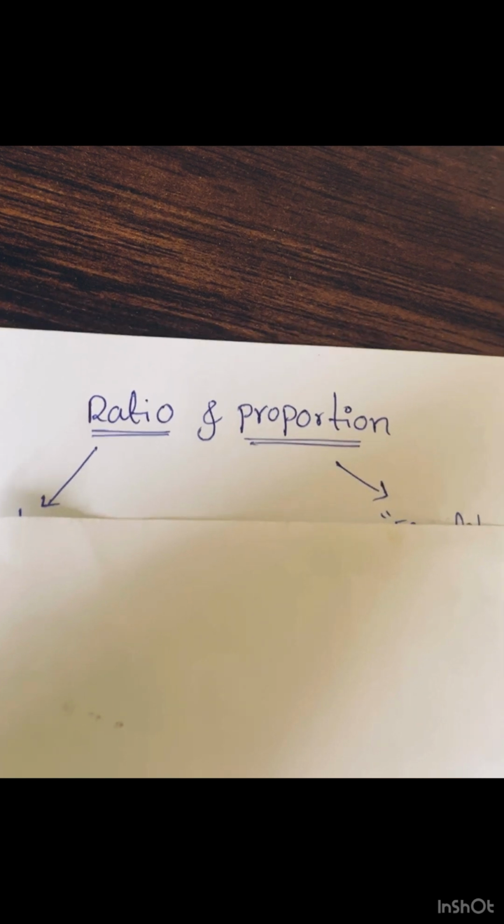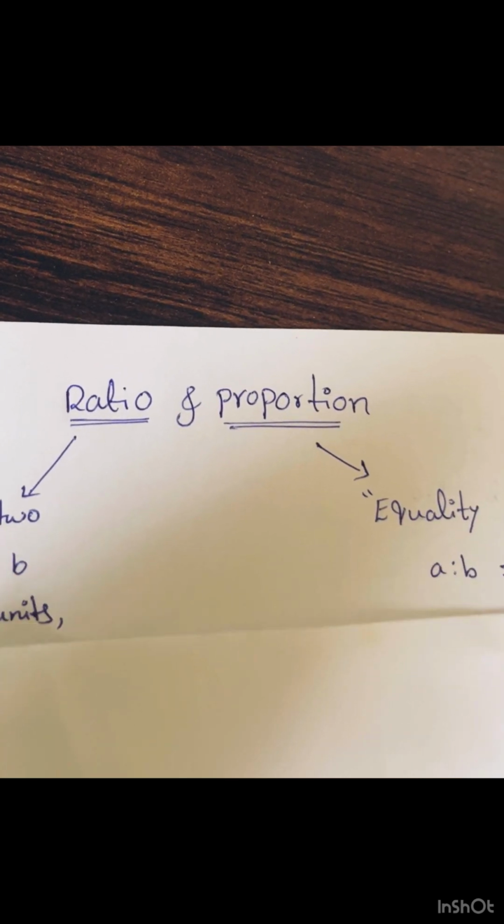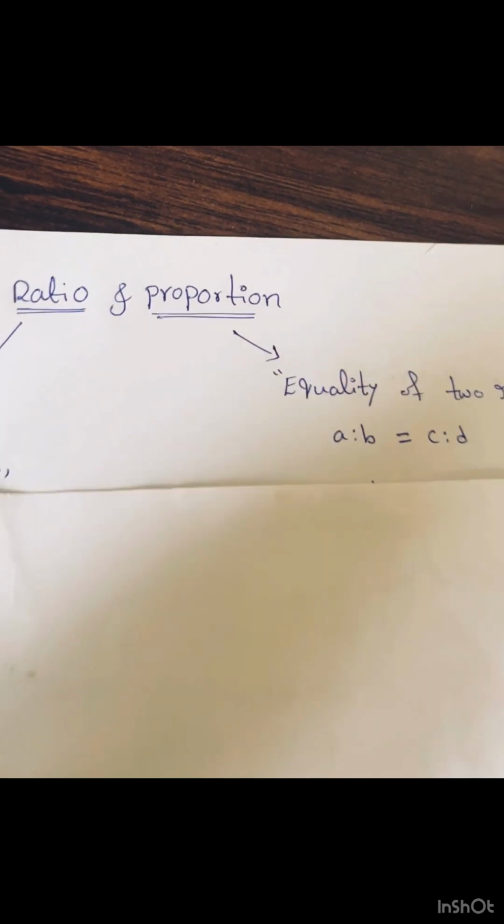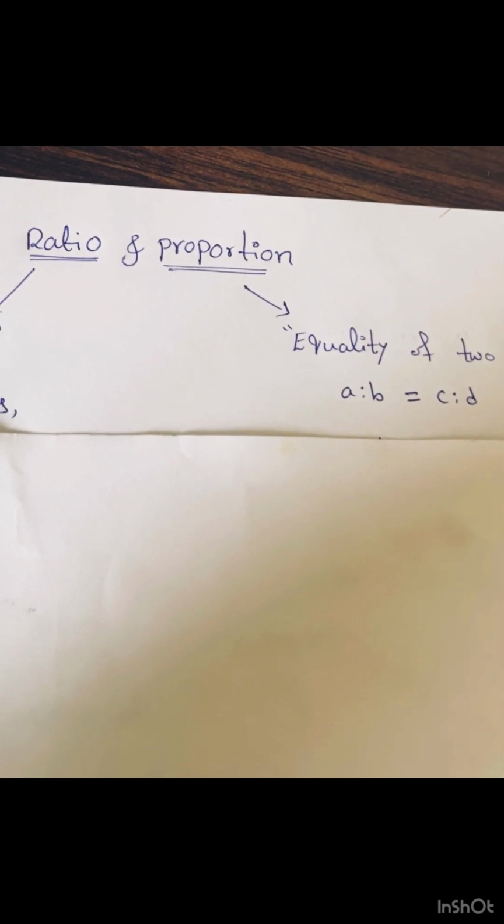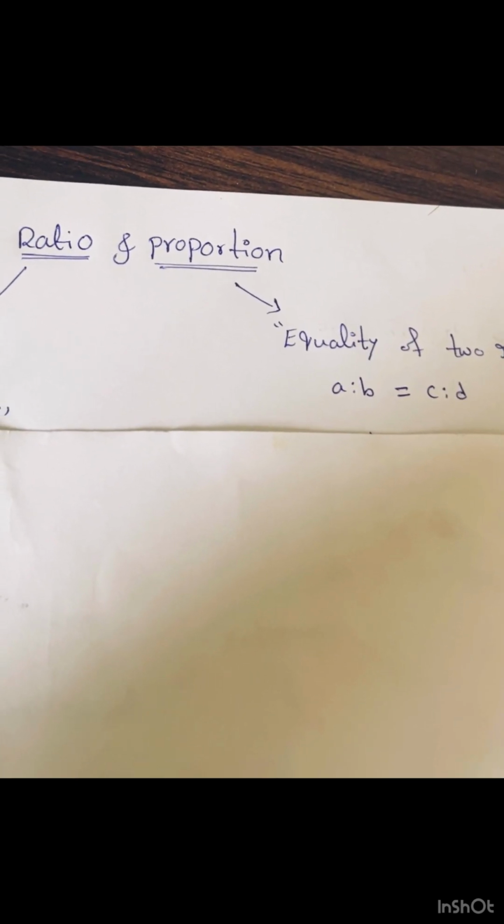Next is proportion. Proportion is nothing but equating two ratios. If A is to B is one ratio and C is to D is another ratio, we are equating these two ratios. Like this, A is to B is equal to C is to D. This is nothing but the proportion.